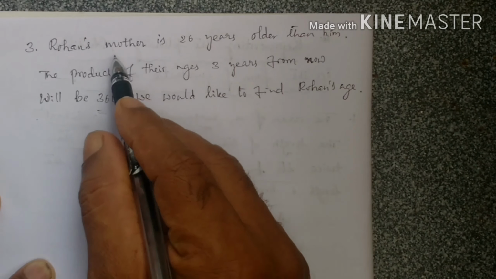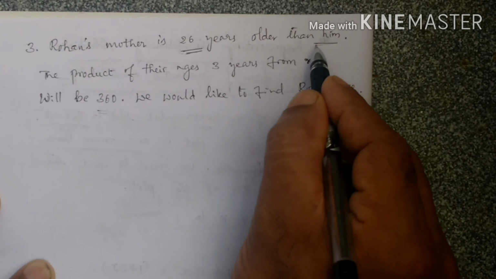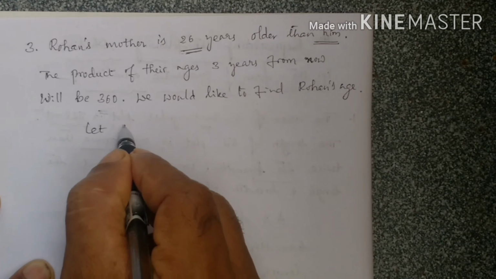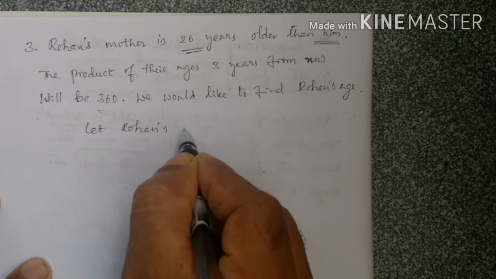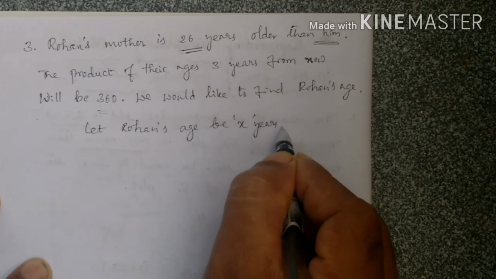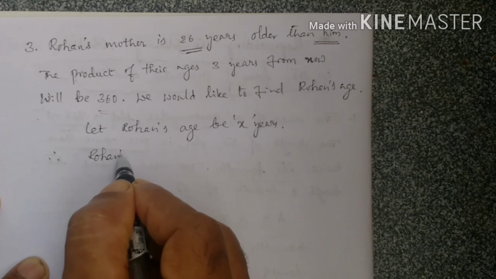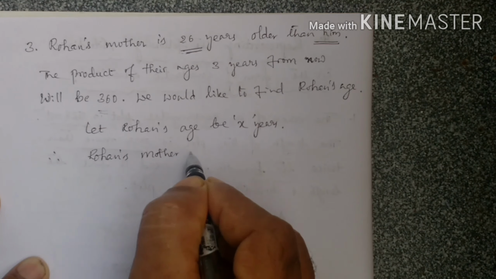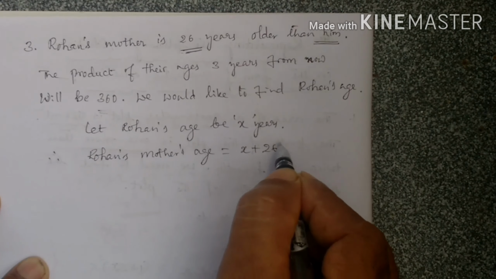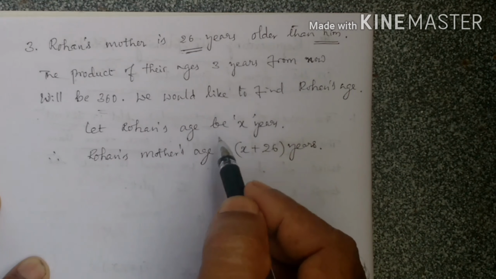So here it's very clear that Rohan's mother is 26 years older than him. So him is nothing but Rohan. He is the unknown. So let Rohan's age be X years. So now we can write the age of Rohan's mother. Rohan's mother's age becomes X plus 26 years because she is 26 years older than him.